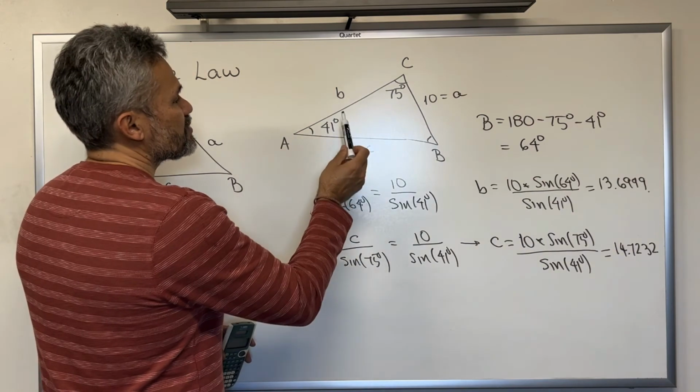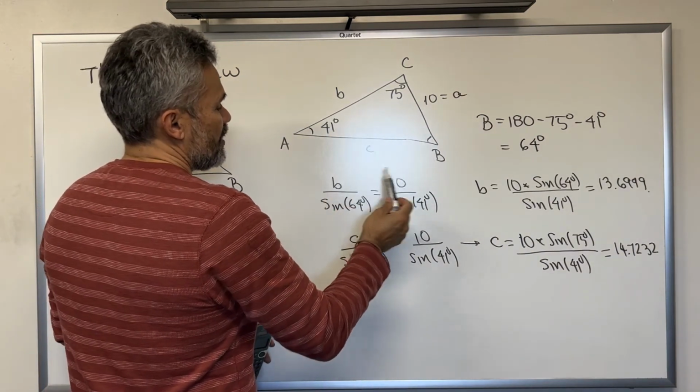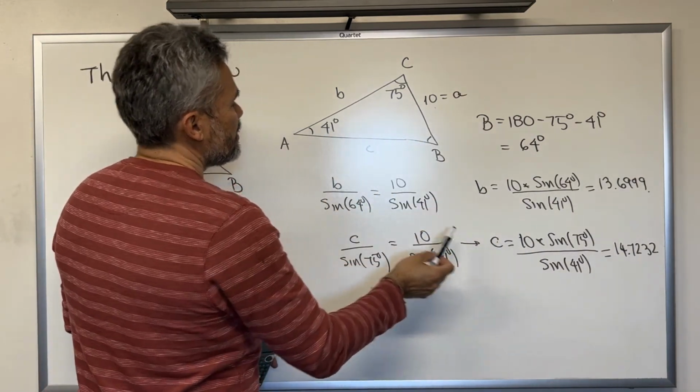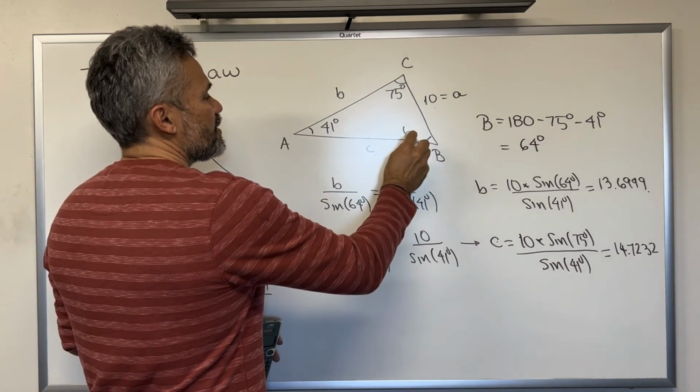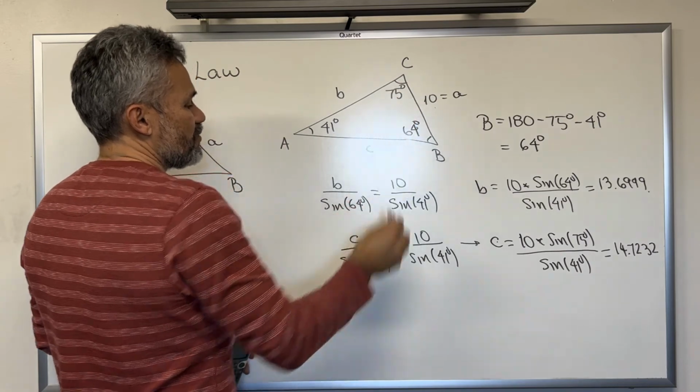Notice that we have solved the triangle. To solve the triangle means to find all the sides, a, b, c, and all the angles: angle A, angle B is 64 degrees, and angle C.